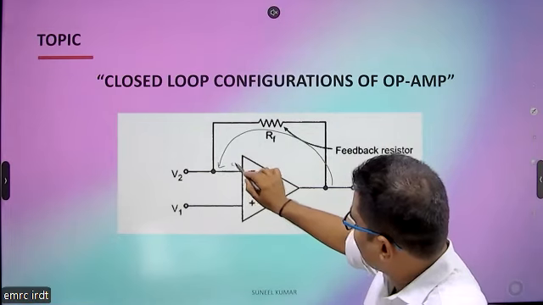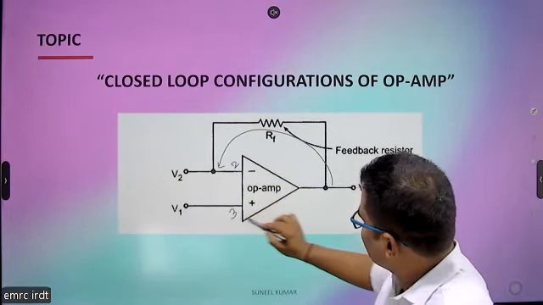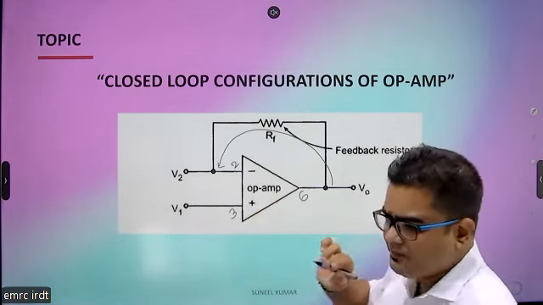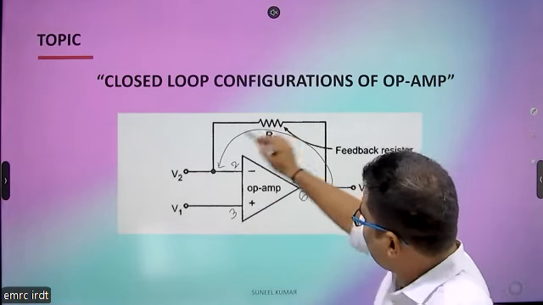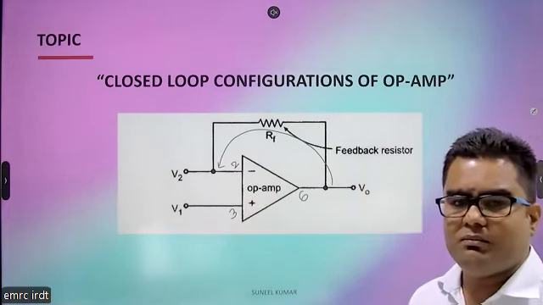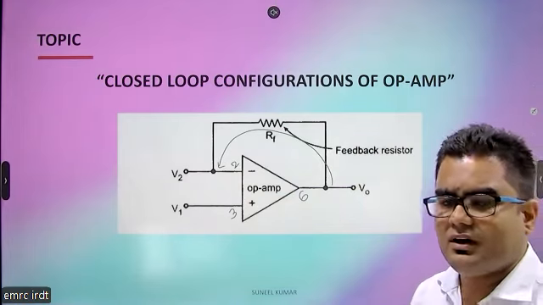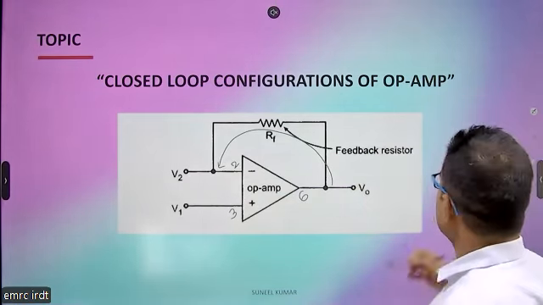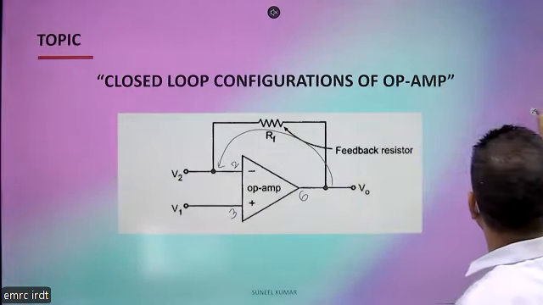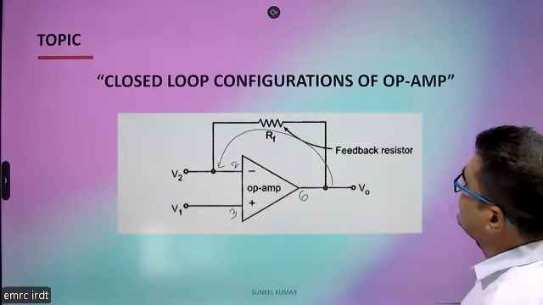This is the inverting terminal that is at 2 number pin. This is 3 number pin. This is 6 number pin. So we will connect output to the inverting terminal for making circuits of linear applications. So this is the closed loop configuration. So we will move forward.